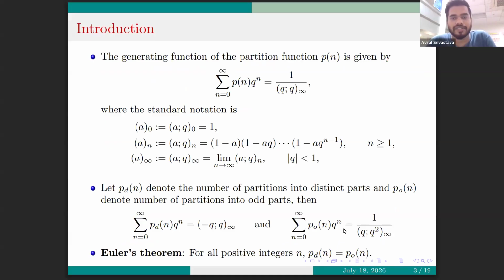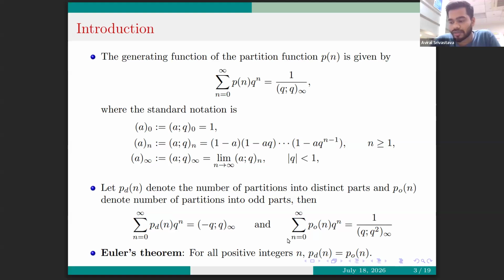Now, let me go to the generating function. Let p(n) denote the partition function as defined in the last slide. Then the generating function is given by 1 over (q;q) sub infinity, where the q-Pochhammer notation is given below.